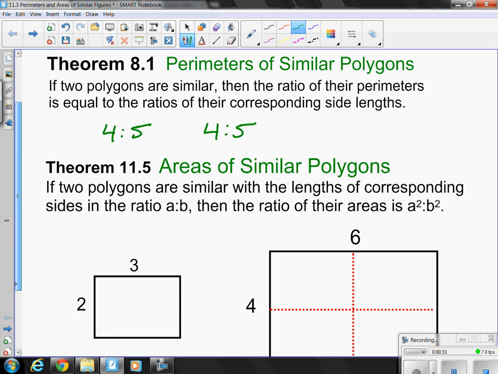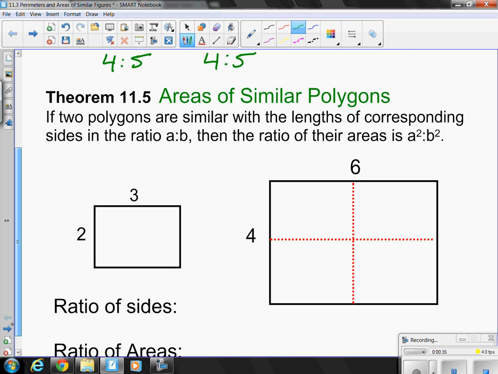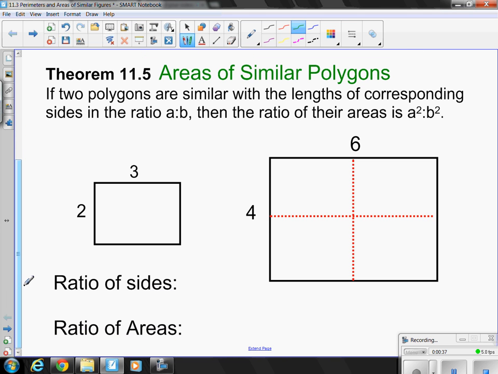Now, in this section, since we've been talking about areas so much with polygons, one thing that you notice is the ratio of the sides of this rectangle to this rectangle is 2 to 4 or 3 to 6. Those both reduce down to 1/2 or 1 to 2.